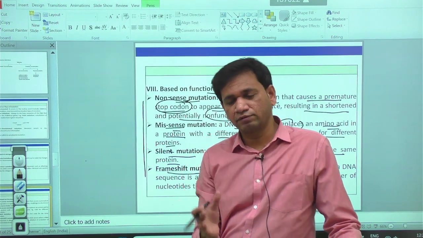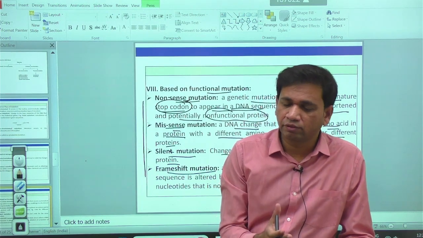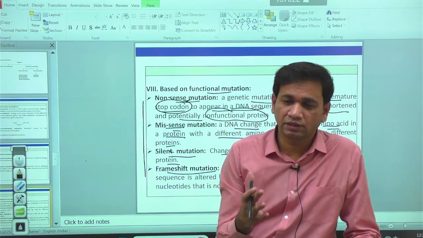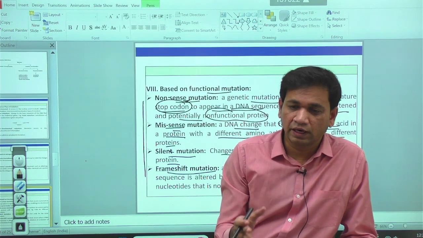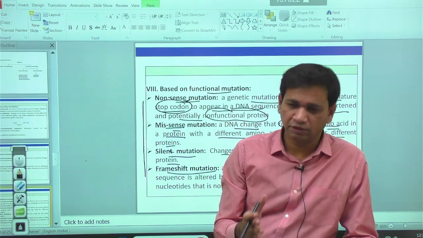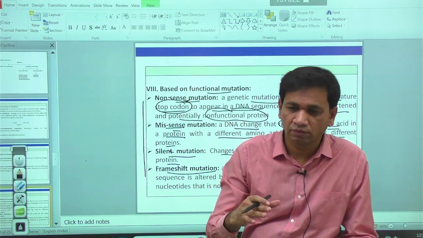Some are backward mutations, some are forward mutations, some are macro mutations, some are micro mutations, some are sexual mutations, some are asexual mutations, and based on lethality we have lethal, vital and subvital mutations. These are the 8 criteria we have to define the mutation.